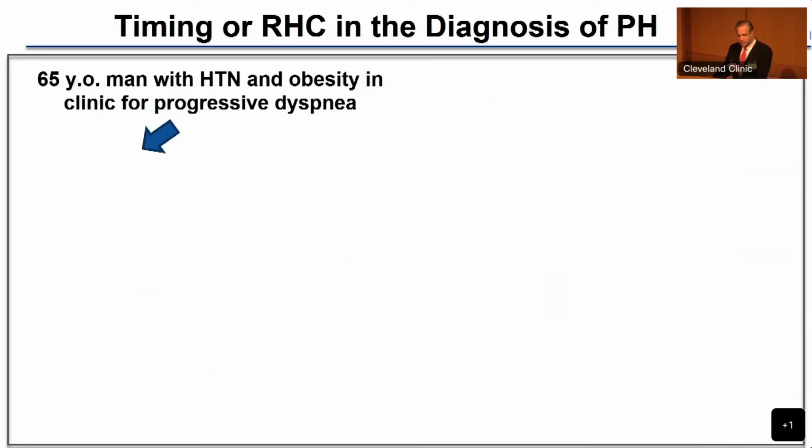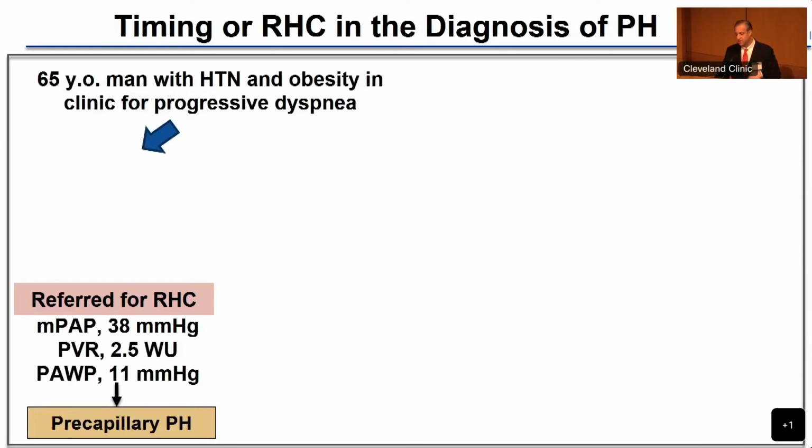So I want to end the talk on a couple of additional points that are important in the context of hemodynamic assessment, which really gets to the issue of timing. To illustrate that, I'll briefly present a vignette that we've all seen time and time again. A 65-year-old man with hypertension and diabetes is referred to your clinic for progressive dyspnea. Ultimately, a decision is made for right heart catheterization, and these are the data.